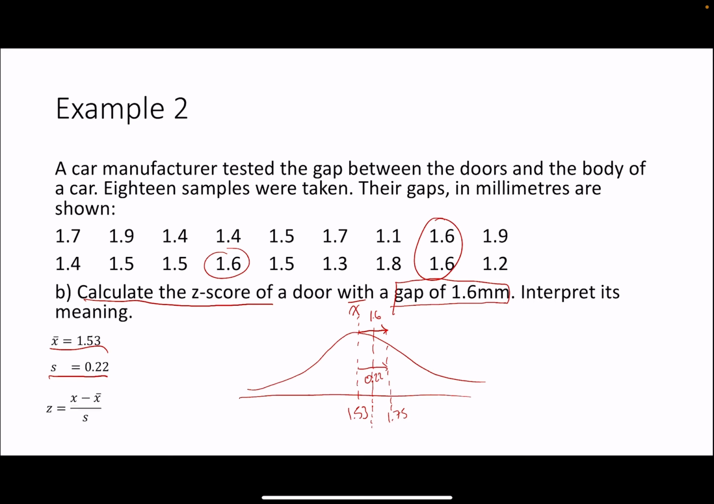But we can use our calculation. X, our data point, minus our mean, divided by the standard deviation. We end up getting 0.32. And as you can see, right, it's less than one standard deviation from the mean. So that's the z-score.